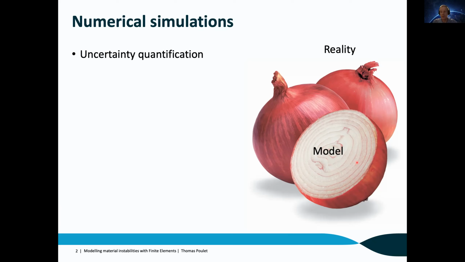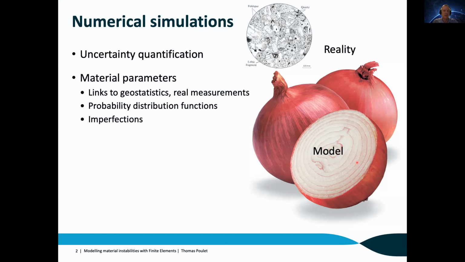And therefore, before we run many simulations, let's focus on running one simulation. So for that, the next layer is about the material parameters. You can see from the reality, even on this picture of the skin of the layer of the onions, there are all these different shades of colors, and therefore these are the links to geostatistics. You need to understand the spatial variation of the material parameters, the real measurements, the distribution functions, the imperfections, and all of these things. Very important, but this is one layer that we're going to just peel off, put on the shelf as well.